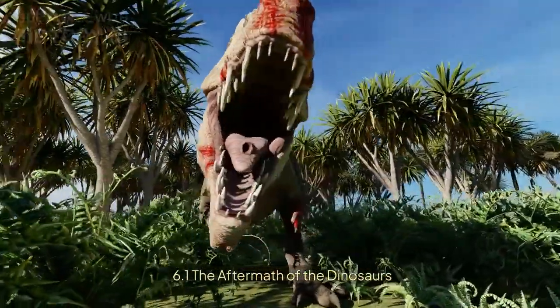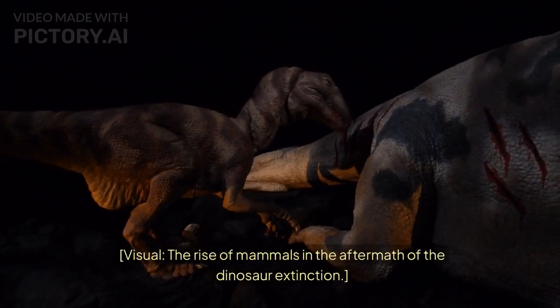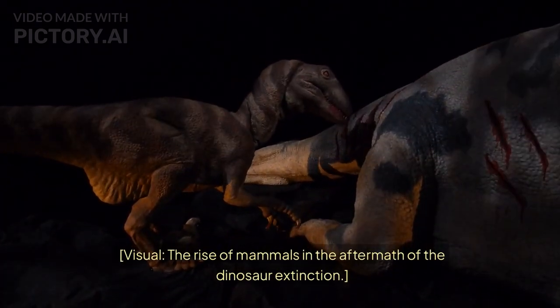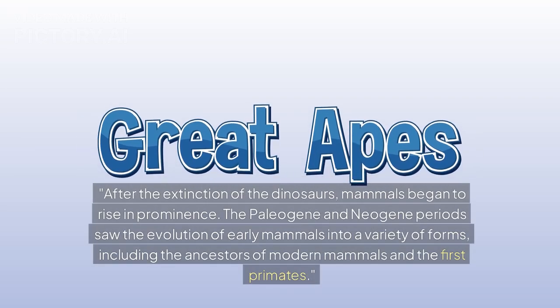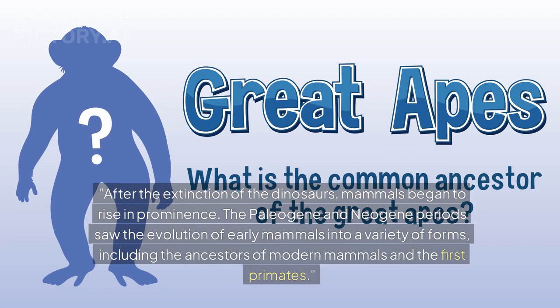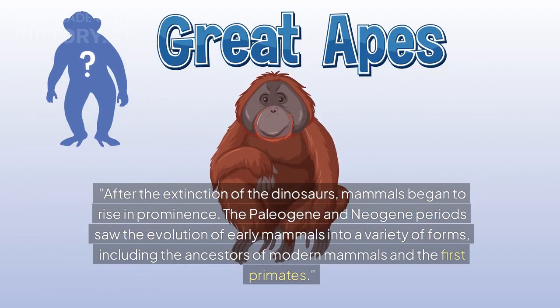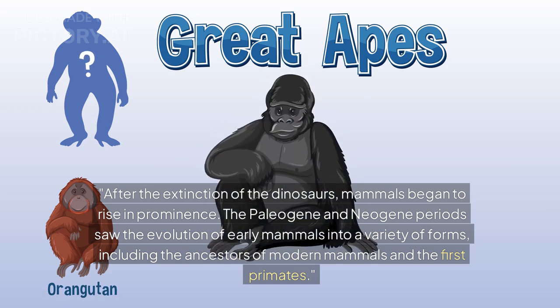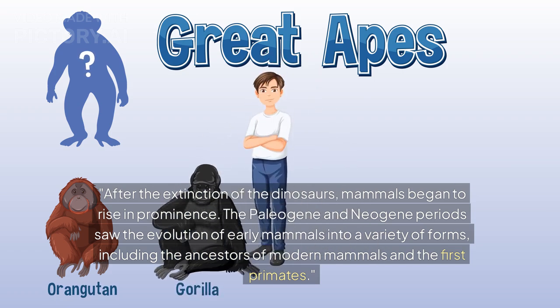6.1 The Aftermath of the Dinosaurs. Visual: the rise of mammals in the aftermath of the dinosaur extinction. Narrator: after the extinction of the dinosaurs, mammals began to rise in prominence. The Paleogene and Neogene periods saw the evolution of early mammals into a variety of forms, including the ancestors of modern mammals and the first primates.